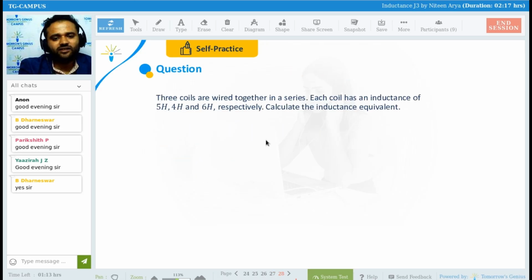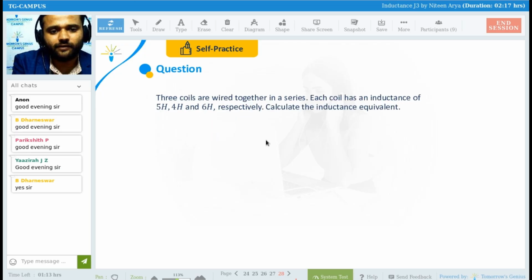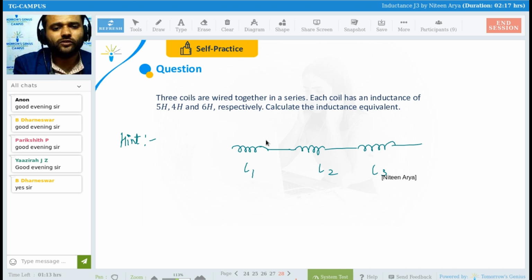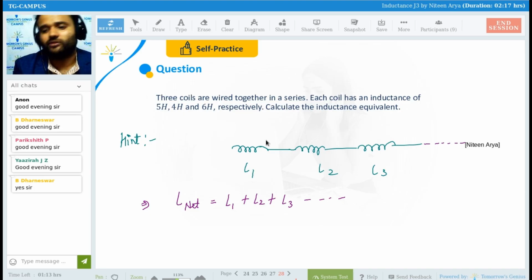The next thing is, again, the three coils are wired together in series. Each coil has an inductance of this, respectively. Whenever the coils are in series, the thing is going to be simple, like the series parallel combination. I can give you a hint or a picturization. If one coil is connected to another coil, and this connected to another coil, in the same sense, if it is L1, L2, L3, then simply L total, I mean inductance net, is going to be L1 plus L2 plus L3 and so on.